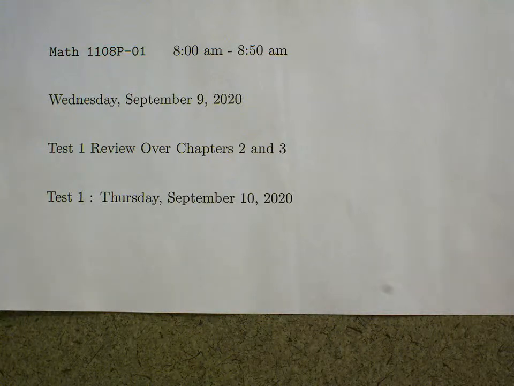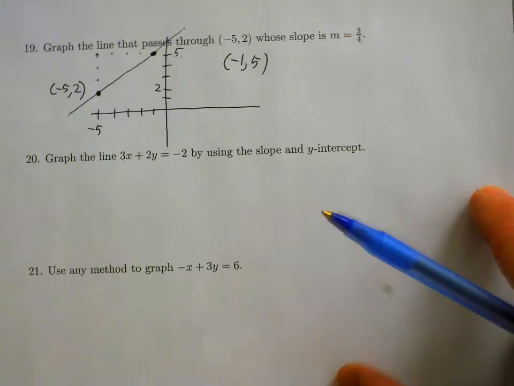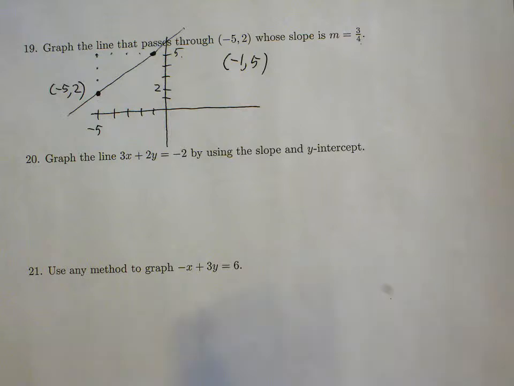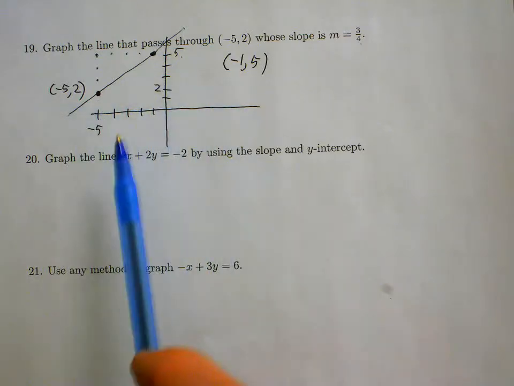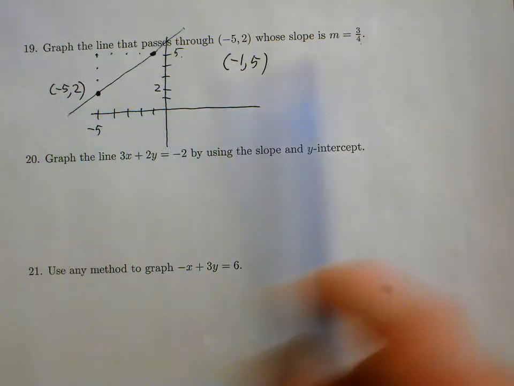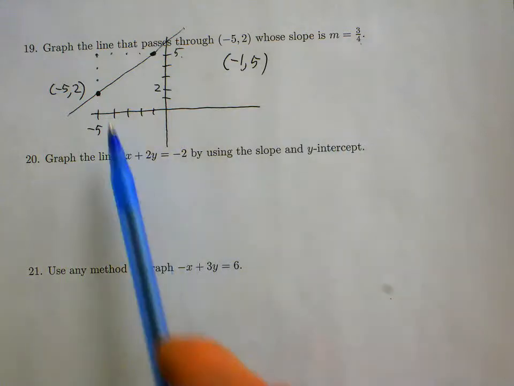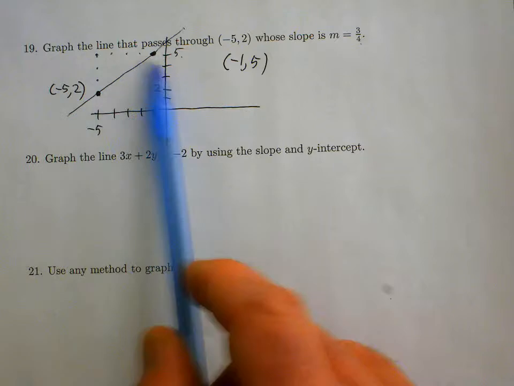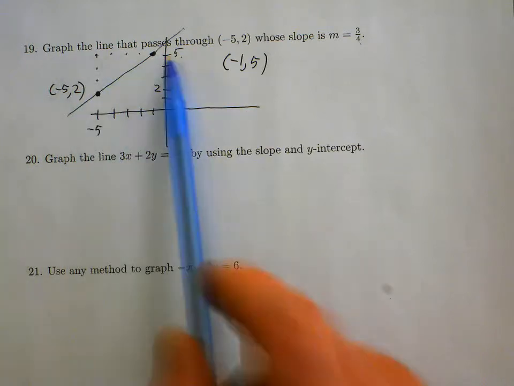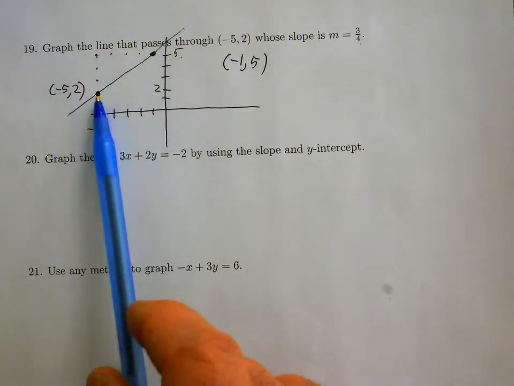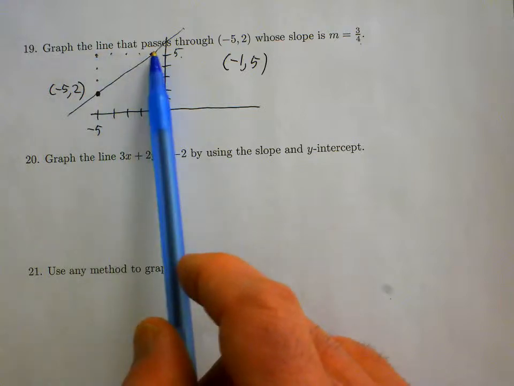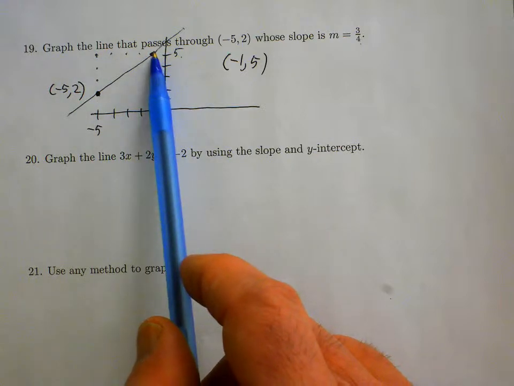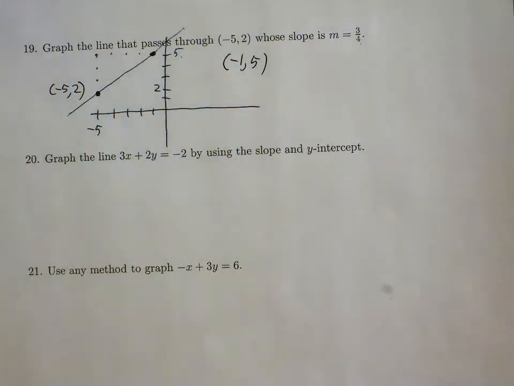Okay, let's continue. Yesterday we did number 19. We graphed the line that passes through the point (-5, 2) with the slope 3/4. So we plotted the point and then found another point on the line by using rise over run. From this point we have a rise of 3 and a run of 4, and we ended up at (-1, 5), and then we drew a line through those points.